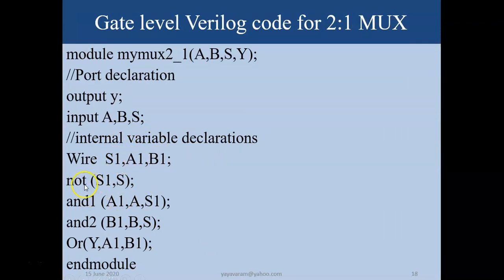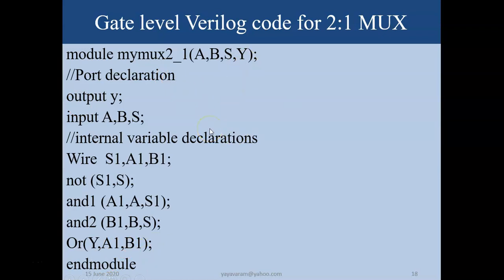So what is the first one? NOT gate. S1 is the output, that is the complement. I have called the intermediate S1. S is the input select line. First AND gate, A1 is the output. A and S1 are the inputs. Second AND gate, B1 is the output. B and S are the inputs. Final OR gate, Y is the output. A1, B1 are the inputs. End module.